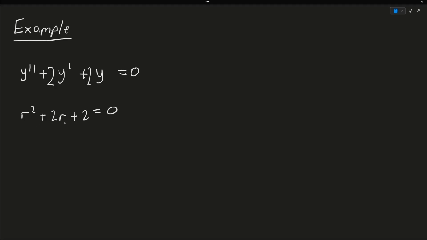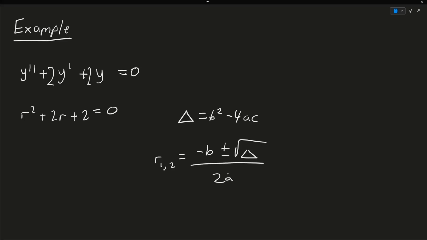this is really hard to factor, so what we can think about is using the quadratic formula, where delta is equal to b squared minus 4ac, and the solution set r1, r2 is -b plus or minus the square root of delta over 2a, where our equation is in the format ar squared plus br plus c.